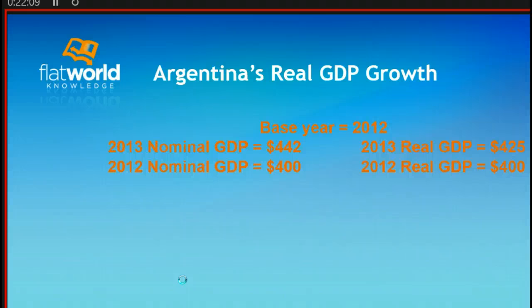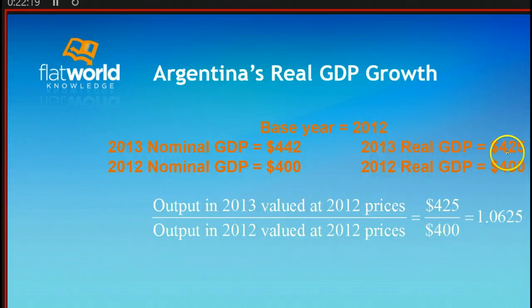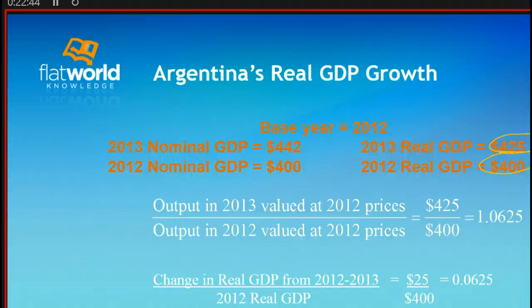Now, what if I want to deal with real GDP growth? Well, I'm just going to do the same thing I always do. There's 2 different ways to solve for a growth rate. I can either take 2013's real GDP divided by 2012's real GDP, and I get 1.0625. That means the growth rate was 0.0625. If I move the decimal point 2 places to the right, I get 6.25%.